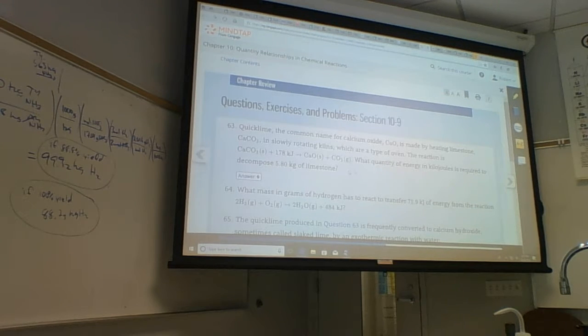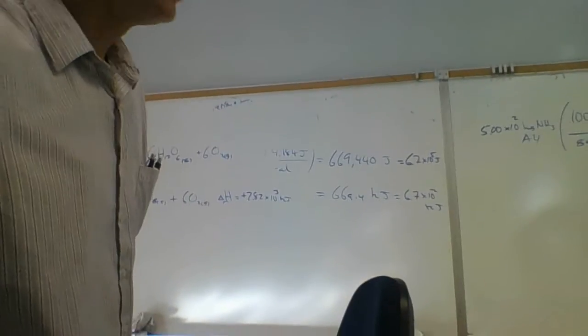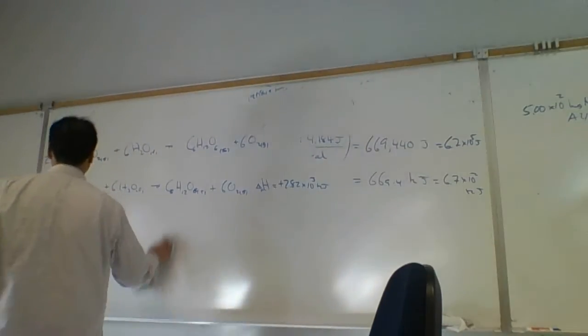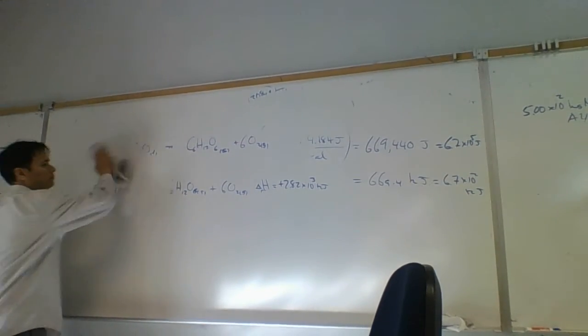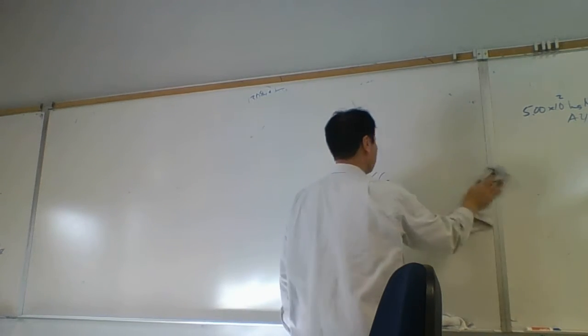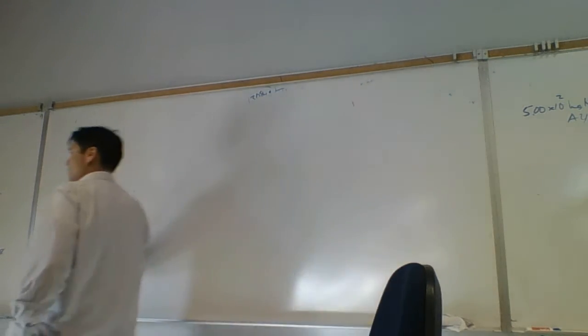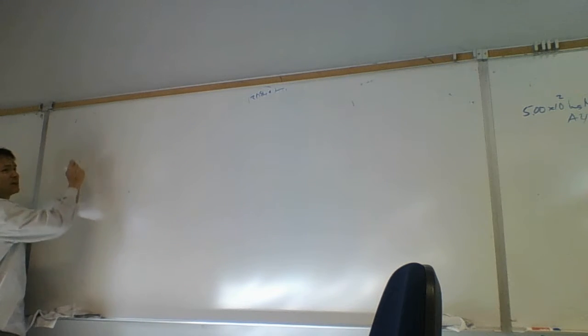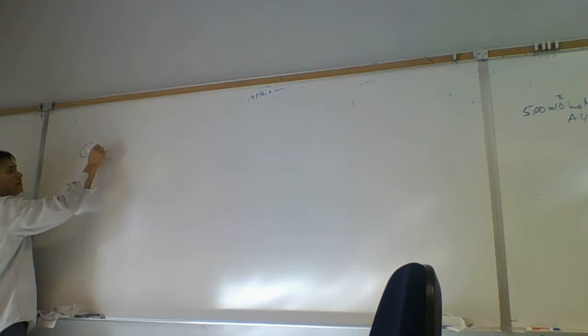Quicklime, the common name for calcium oxide, is made by heating limestone, calcium carbonate, in slowly rotating kilns, which are a type of oven. The reaction is this. This is a pretty interesting reaction. There's some documentary on Netflix regarding this one. The Romans did this reaction. The Romans had access to coal. You need very high temperatures for this.